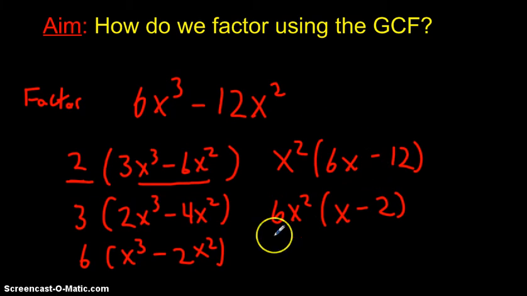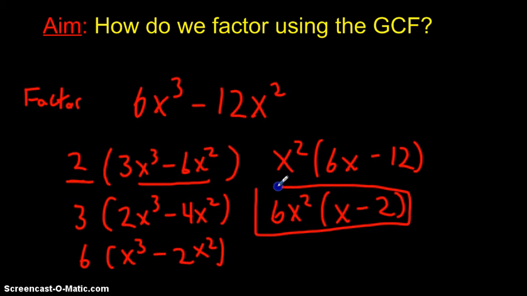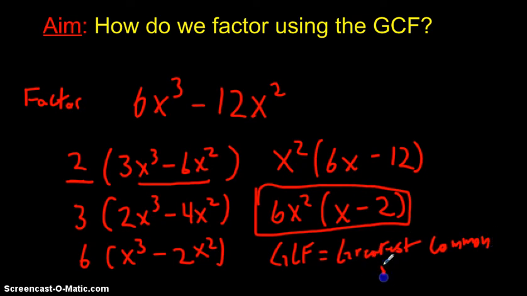Alright, now one of these is more important than the other. All of these are correct factorizations of 6x to the third minus 12x squared, but this one is more important. This one has been factored completely. And the reason for that is 6x squared is actually known as the GCF of 6x to the third minus 12x squared. That's because it's the greatest common factor of all terms in the product.